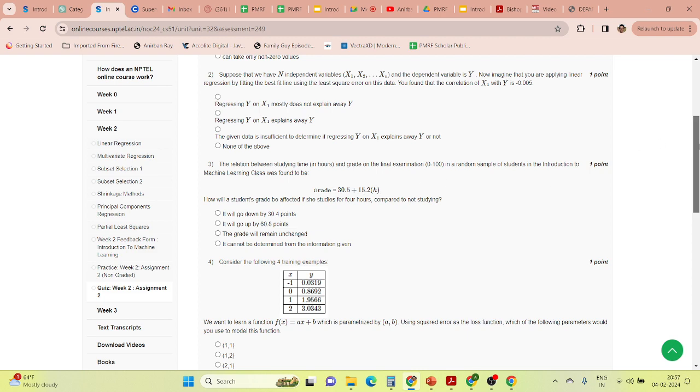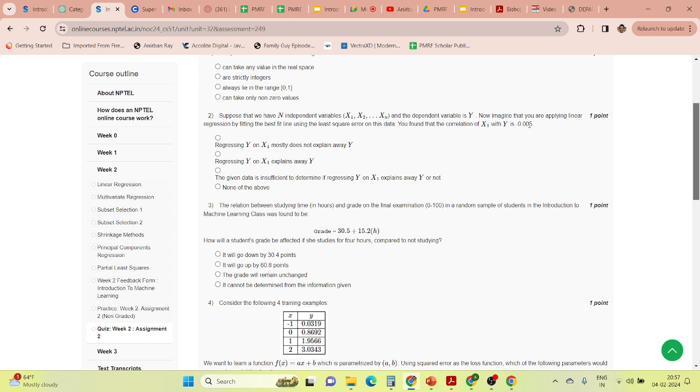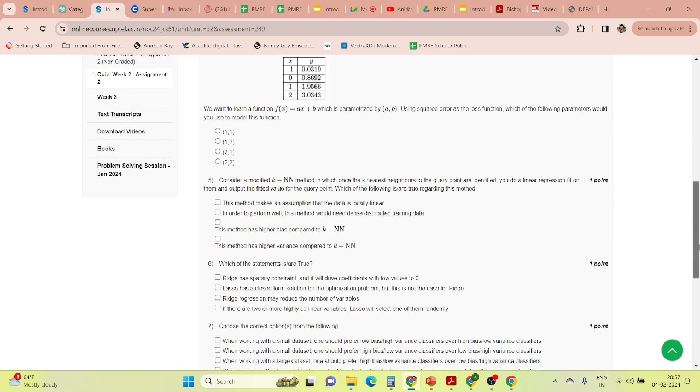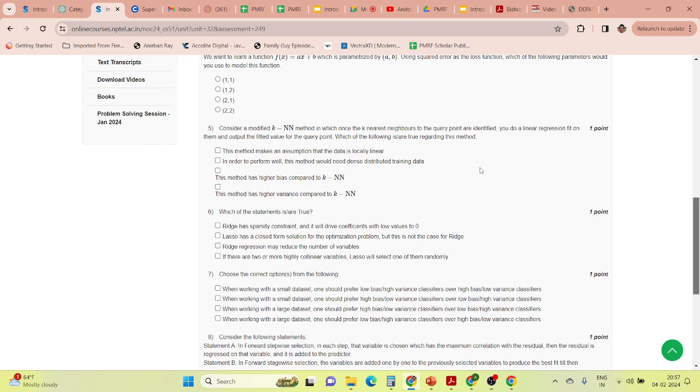Question number 2, as the correlation is 0, as you know, if correlation is 0 between two variables, that means that they are uncorrelated. The regression line will not fit. The parameters can take any value here. Okay, 4, 5, 5, right? So then 7. Sure. 5 is actually a difficult one.